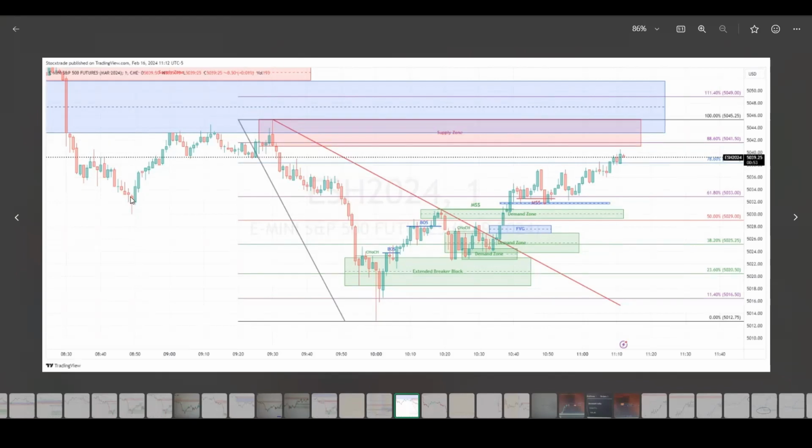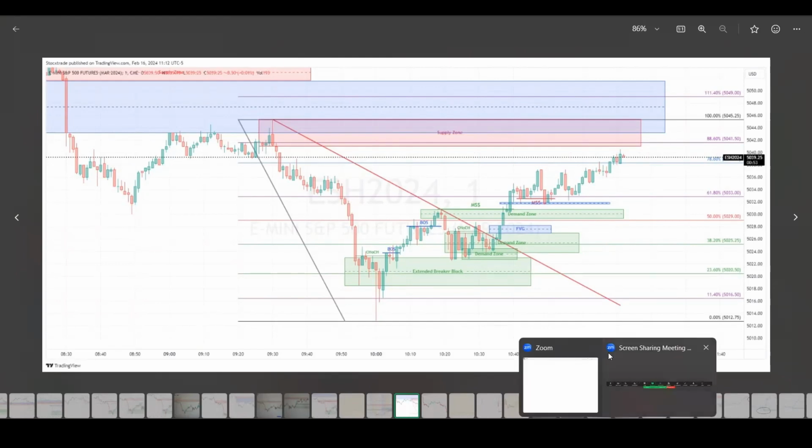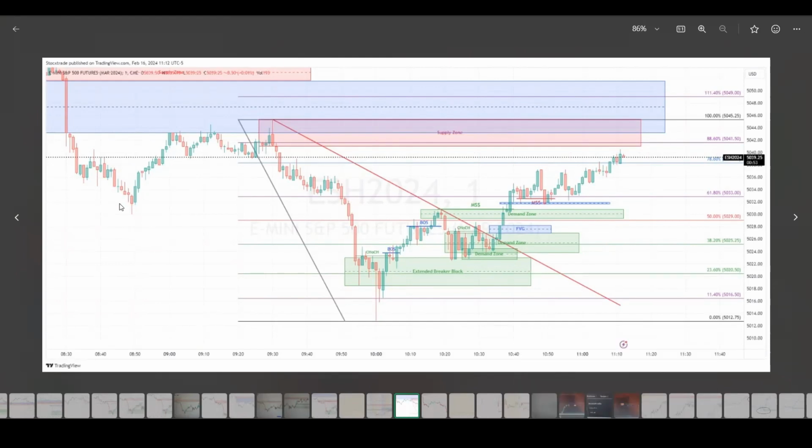Yeah, because this price came, yeah, and then it pushed up. So that one is also a demand zone. Yes, you're right, Irfan bhai, about that one. Yes, that is the extended breaker block.